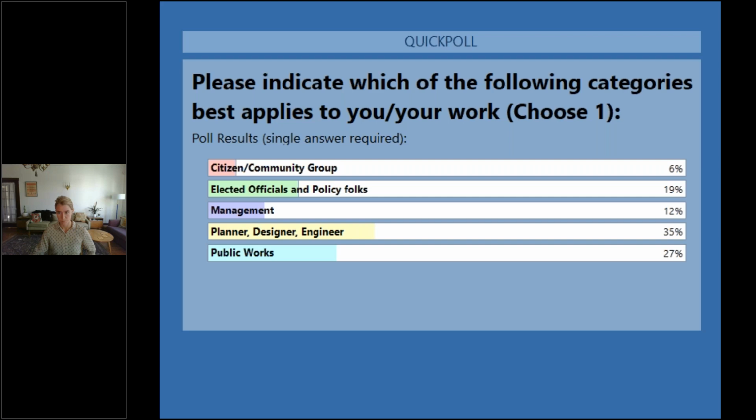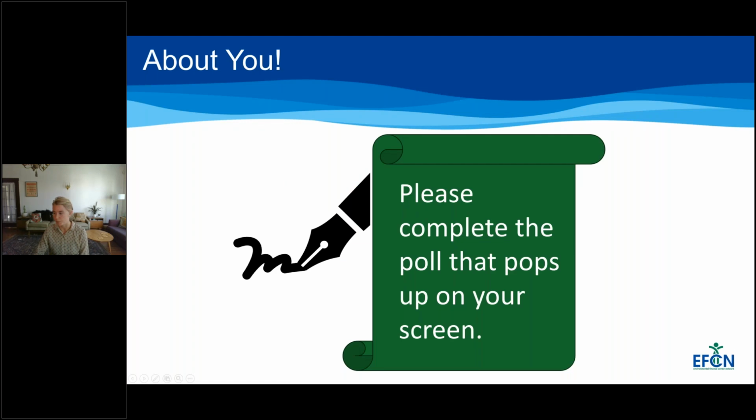So here's who's in the room. We've got the majority of you are planners, designers, and engineers, followed by public works folks, and then elected officials and policy, then management, and then citizens and community groups. So thanks all for joining us. Awesome, thank you all. Yeah, it does give us a good sense of who's coming to these webinars to know who you are and what your role is.